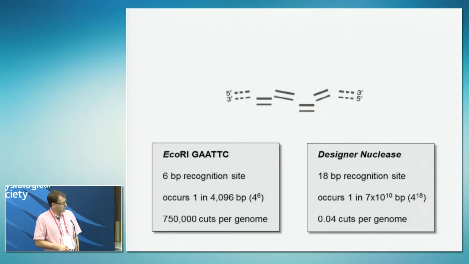This was solved initially by designer nucleases. Now, designer nucleases, all of the nucleases you'll see today have a recognition sequence. Very different mechanisms, but they all recognise at least 18 base pairs. Because now if you do the maths, you have a recognition site which occurs once in every 7 times 10 to the 10 base pairs. So this on average will cut less than once per genome. So this should be a very precise cleavage event.